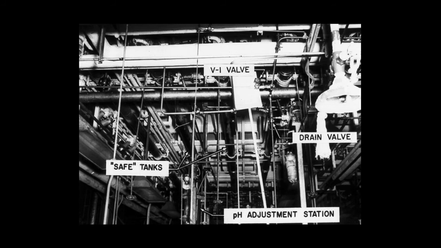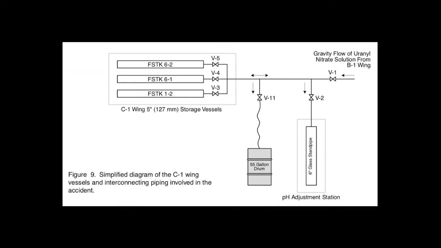The V1 valve was actually located in a pretty difficult-to-reach location, which could explain why operators during the previous shift did not check that the valve was closed. Even though the V1 valve was now closed, the operators were not aware of how much uranyl nitrate had flowed into the C-wing, and they also didn't know that the V3 valve on tank FSTK 1-2 had been left open, thereby allowing the tank to fill with uranyl nitrate solution from the B-wing.